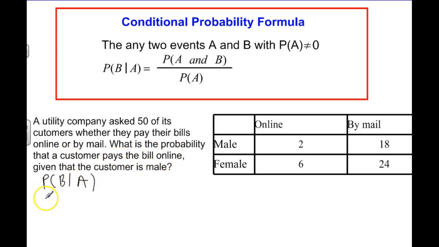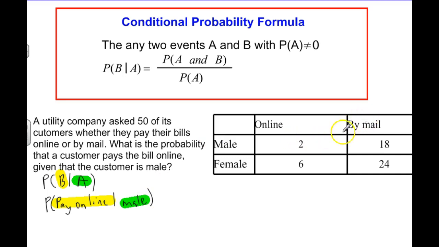So in this case, what is the probability that you pay online given that the customer is male? I just want you to make sure you know that paying online is your B in this case, and your given information is A, the male. To plug into the formula, all we need is the probability of A and B. What is the probability that you are paying online and male?